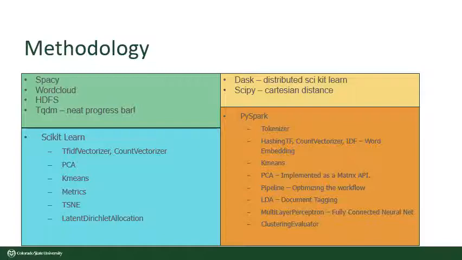spaCy was used because it contained a parser specifically for clinical and biological texts and contained several more relevant stop words for us to clean the text with. HDFS was used to read data from our Hadoop cluster, and Dask was used to try and distribute scikit-learn's computations to make it faster. Both word-cloud and TQDM were used for visualizations and progress bars, respectively.